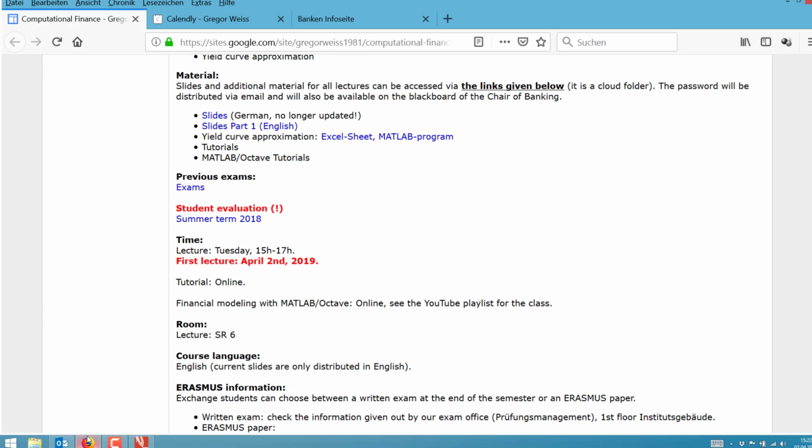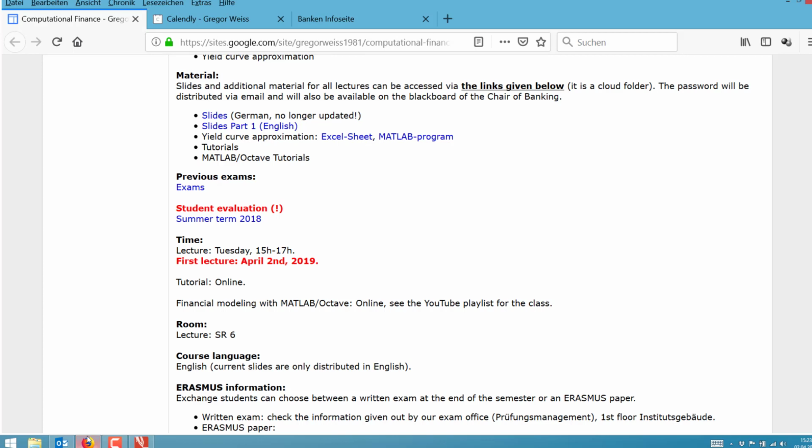There will be a large part of slides that are no longer in use in the German script, and some new slides that will only be available in English. But if you think you need the German slides, at least for say 80–90% of the class, you can have a look at the German slides.